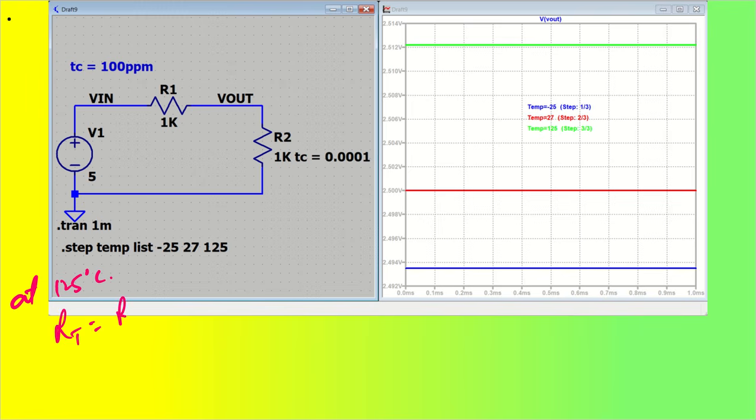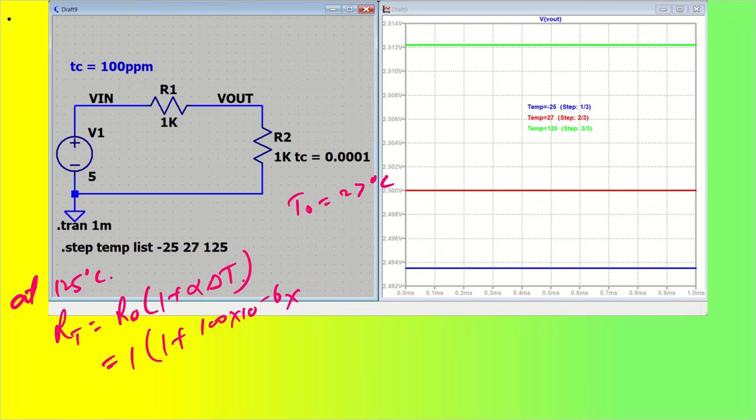RT will become R naught into 1 plus alpha delta T, right? You know that? So R naught is actually 1 kilo ohm multiplied by 1 plus alpha, which is here 100, right? So 100 is nothing but 100 ppm. It means 10 to the power minus 6 multiplied by delta T. So we will take T naught as 27 degrees centigrade. Okay, I'll show you why. Because the resistance of 1 kilo ohm is given at 27 degrees centigrade, which is the actual value. So the temperature difference will be taken from here.